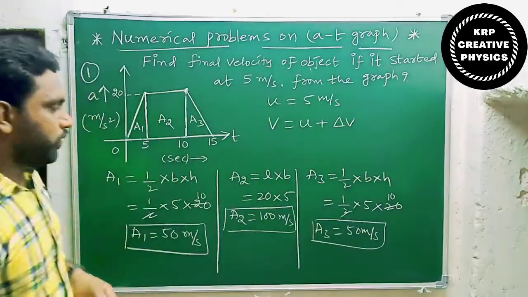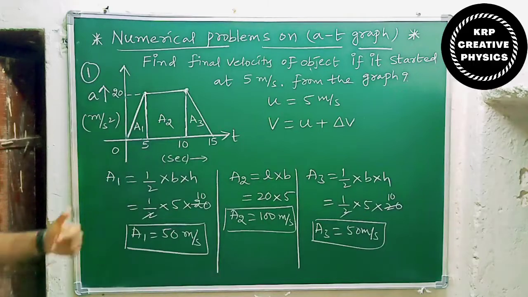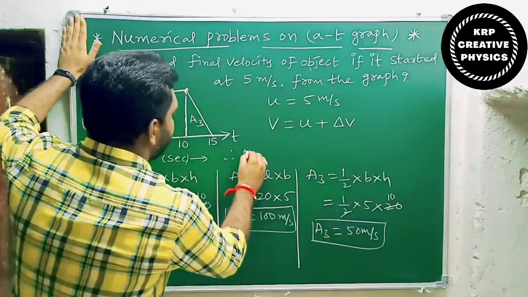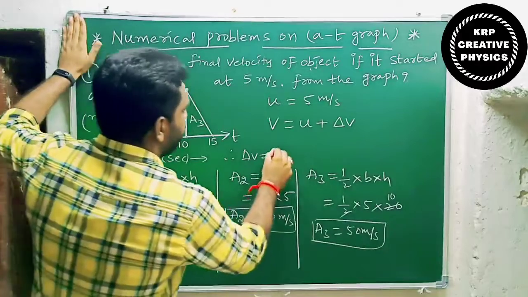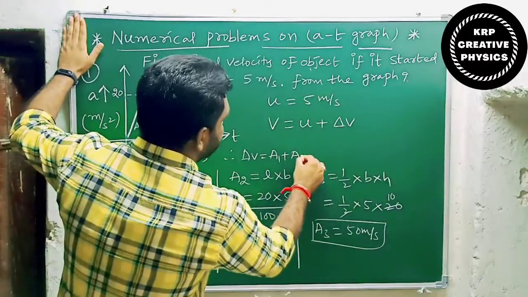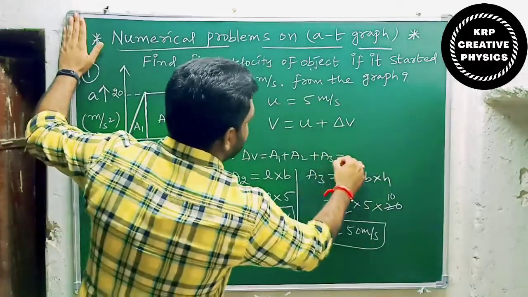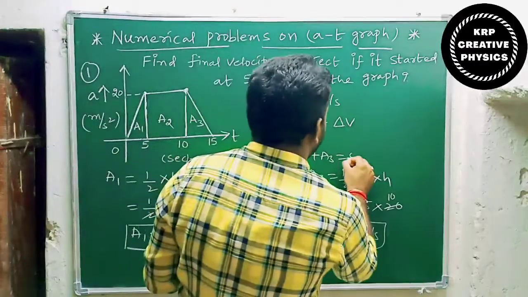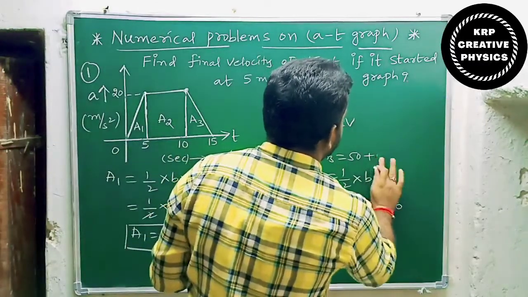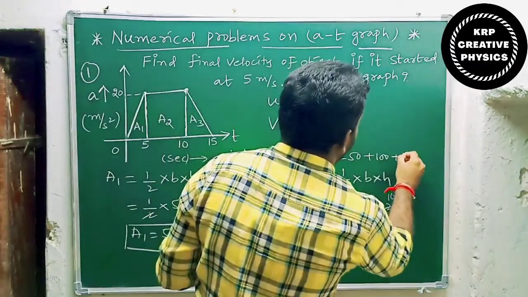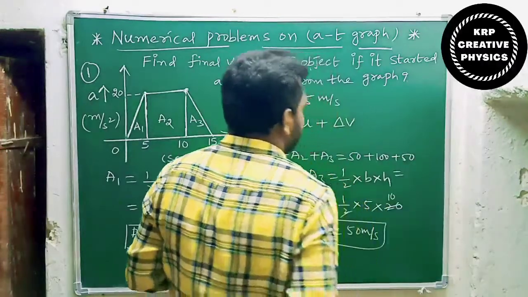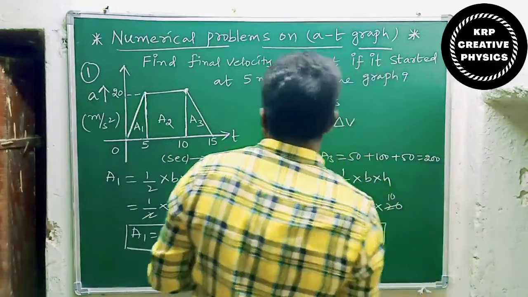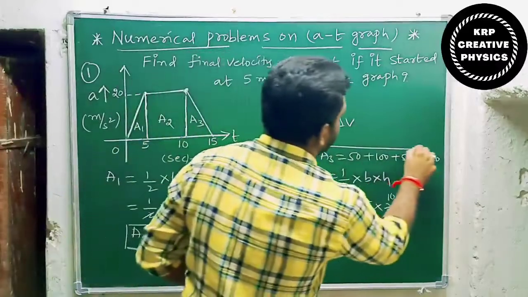So what do we need to do to find the change in velocity? We just need to add all these areas. Therefore, change in velocity delta V equals A1 plus A2 plus A3, which is 50 plus 100 plus 50. If you add all these, what do we get? 200. So we get delta V equal to 200.